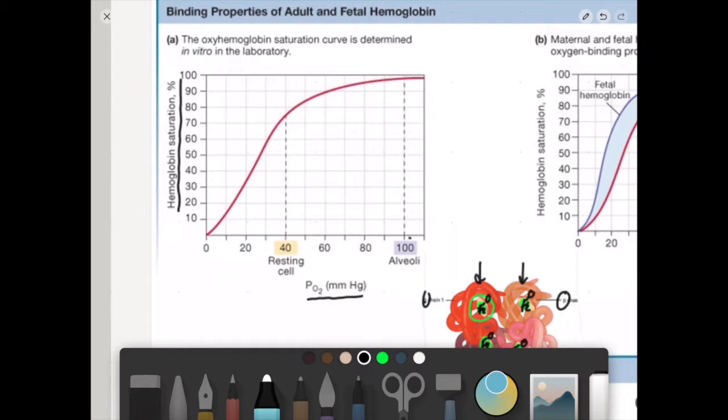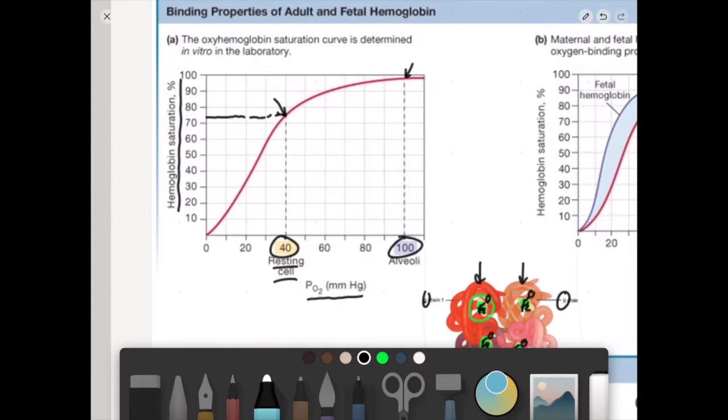Now, this is the curve of hemoglobin oxygen saturation with partial pressure of oxygen in millimeters of mercury. And remember, 100 is around the partial pressure in our lungs, and hemoglobin is about 100% saturated. You get 99 point something percent saturation at 100. Now at 40, hemoglobin is about 75% saturated. And remember, 40 is the partial pressure of oxygen of a resting cell.